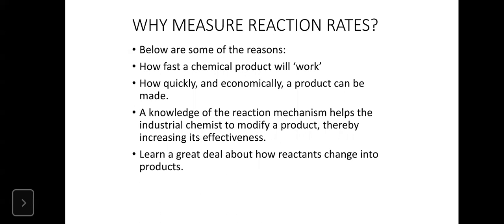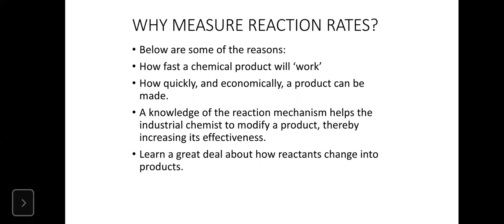So we also do that when we're studying chemicals: how fast a chemical product will work. That is one of the reasons why you should study the rate, the speed of chemical reaction, and also the mechanism. How quickly and economically can a product be made? If you produce something very quickly, of course, as an industrialist, you are interested in profit. If it takes you a long time to produce something, why are you doing that? You're wasting time and cost. So how quickly and economically?